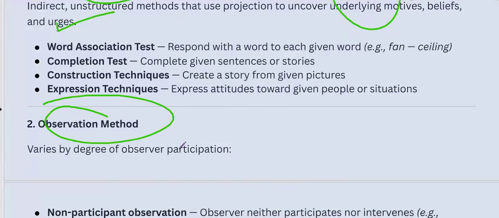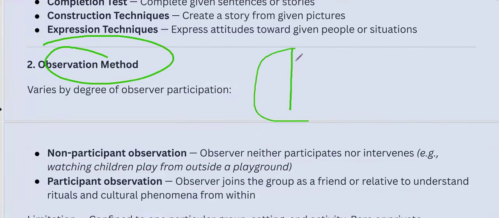Then observation methods. Now it also depends on the type, the degree of observer participation. Nowadays, you see in the news debates, the degree of participation is huge. They are participating, they are giving their own ideology, their own verdicts. But in real sense, the news debate should be non-participant observation. A news anchor should just try to moderate instead of making everyone shut their mouth and then speaking loudly about their own opinion. So non-participant observation means observer is neither participating nor intervening.